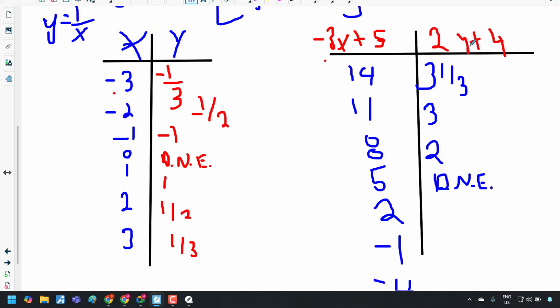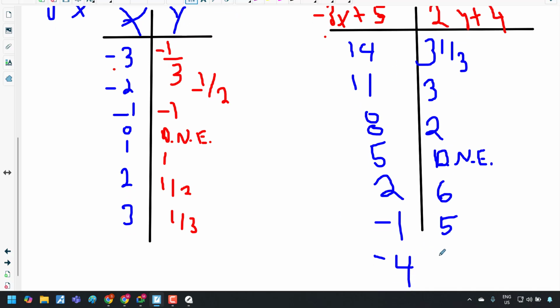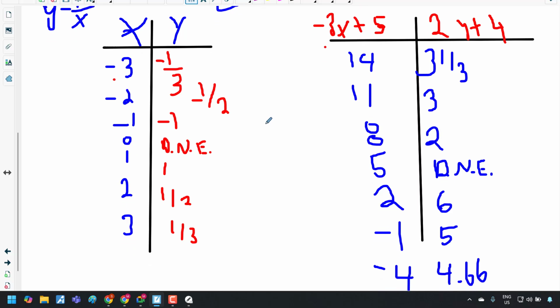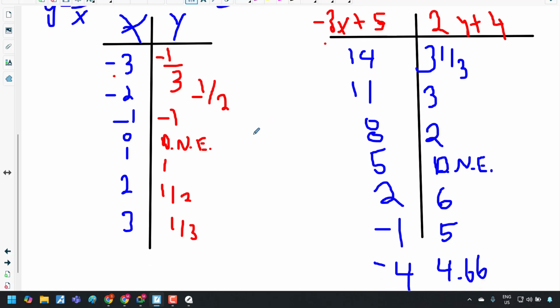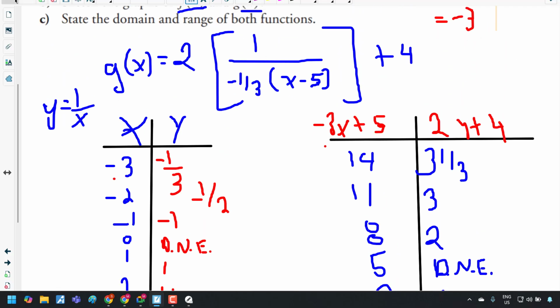So if I plug in 1 here, 1 times 2 is 2. 2 plus 4 is 6. This is 6. Plug in a half. That's going to be 5. Plug in a third. That's going to be 4.66. So we have our values now for our transformed function. Did you follow? You're good? If I went too fast, let me know.